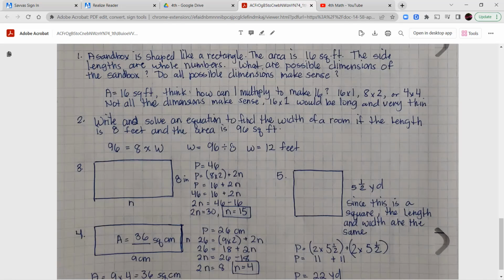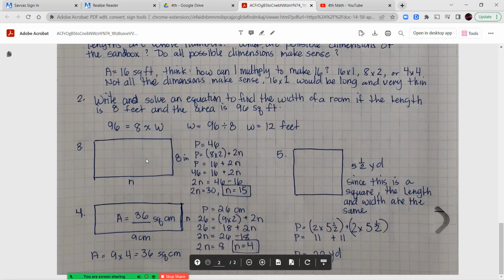For number 2, it says write and solve an equation to find the width of a room if the length is 8 feet and the area is 96 square feet. So we know the area formula is area equals length times width. So here we have 96 as the area equals 8 times the width. Now to find the width, I'm going to do 96 divided by 8, which equals 12 feet. So the width of that room is 12 feet.